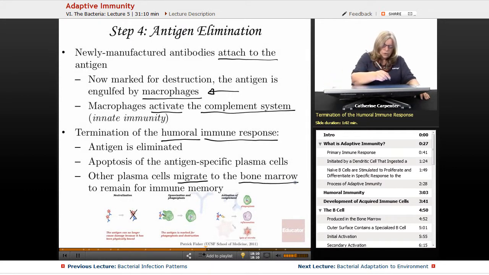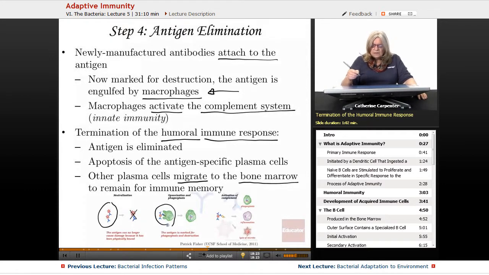So here we have the antibodies that are involved in destruction of the antigen, and then we mark the antigen for destruction, and then we activate complement, of course. And so this is the whole process by which we eliminate the antigen.